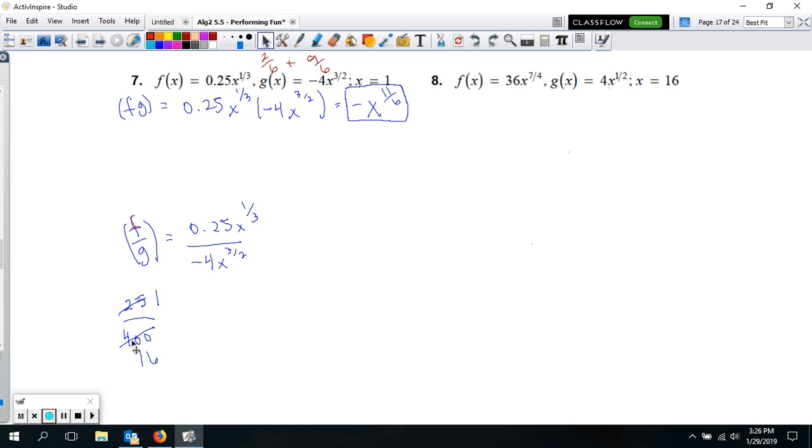That'll give us a 25 over a 400, and we can reduce that by 25. So 25 goes into itself once, and 25 goes into 400 16 times. So that lets us know that there's really just 1 on top with x up here, and then 16 down here with this x. And we do want to get these together.